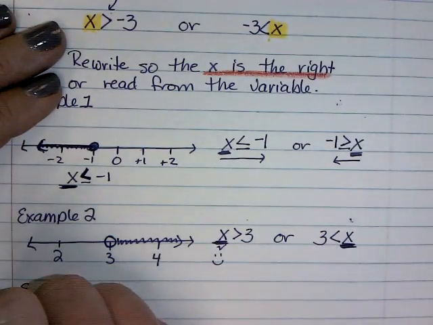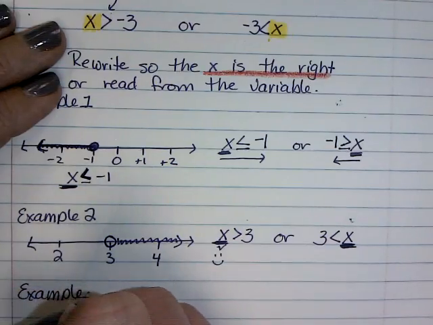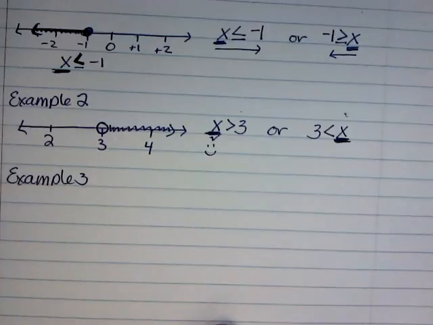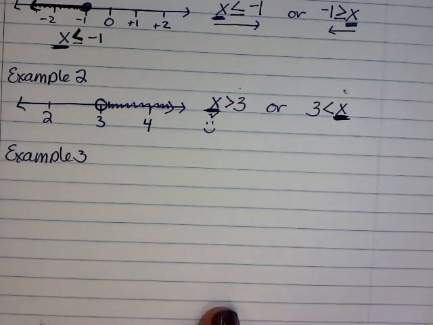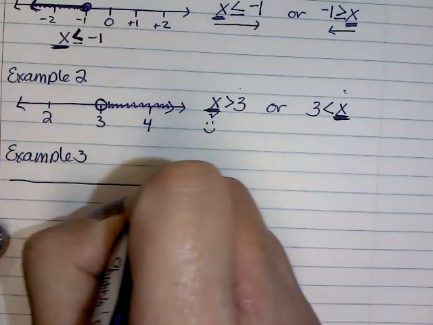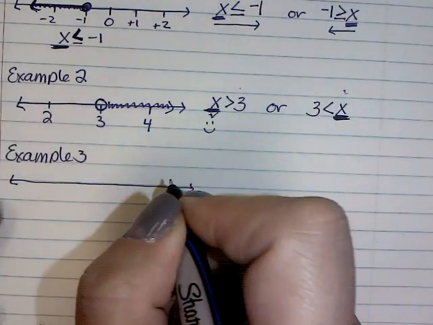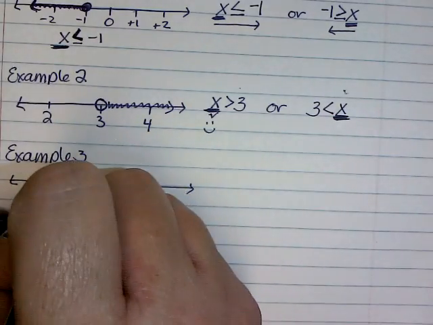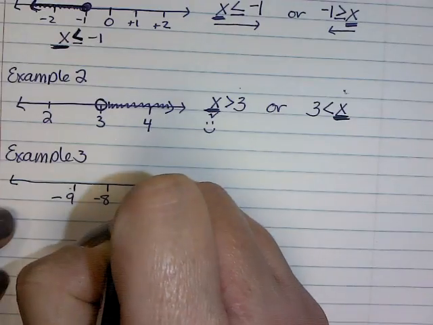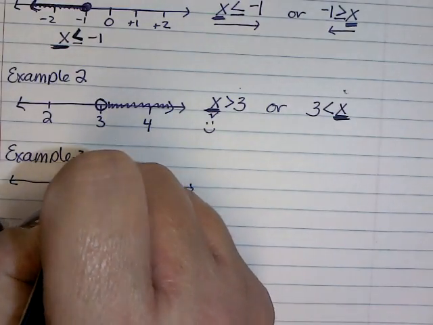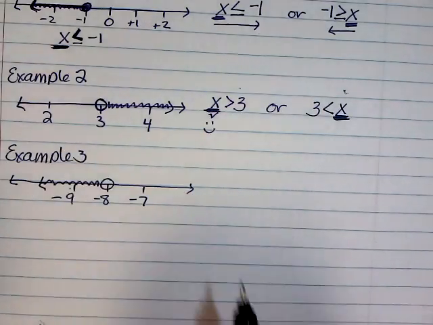Example 3. And I'm going to slide this up in one moment. There we go. And example 3, yes, you got it, another number line. And I'm going to start at -8, -9, -7, and I'm going to do an open circle to the left.